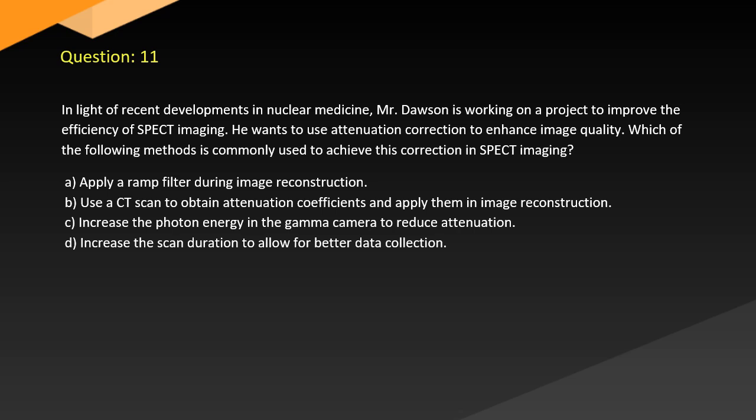Question 11. In light of recent developments in nuclear medicine, Mr. Dawson is working on a project to improve the efficiency of SPECT imaging. He wants to use attenuation correction to enhance image quality. Which of the following methods is commonly used to achieve this correction in SPECT imaging? A. Apply a ramp filter during image reconstruction. B. Use a CT scan to obtain attenuation coefficients and apply them in image reconstruction. C. Increase the photon energy in the gamma camera to reduce attenuation. D. Increase the scan duration to allow for better data collection.